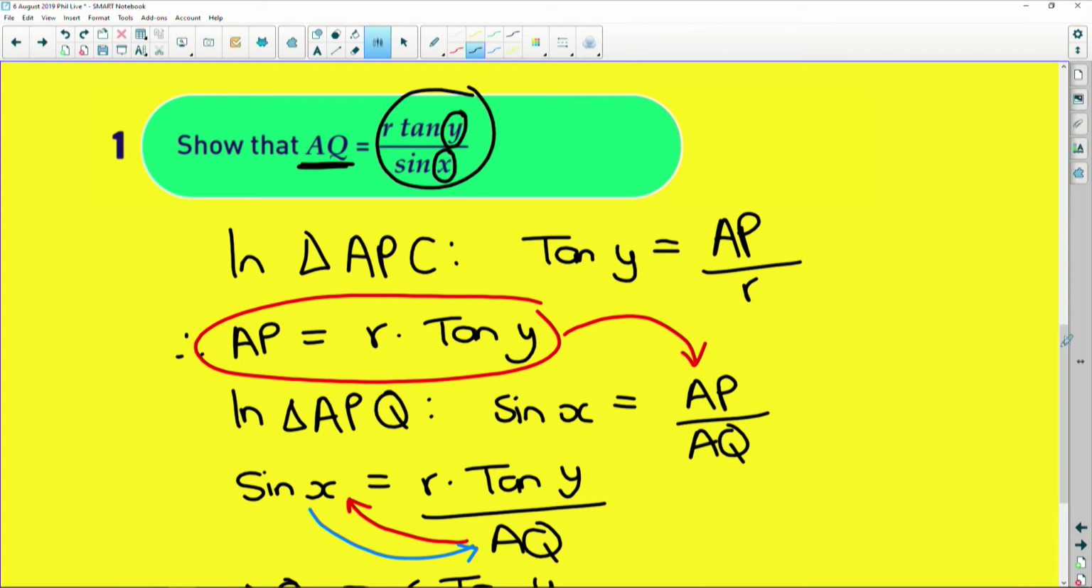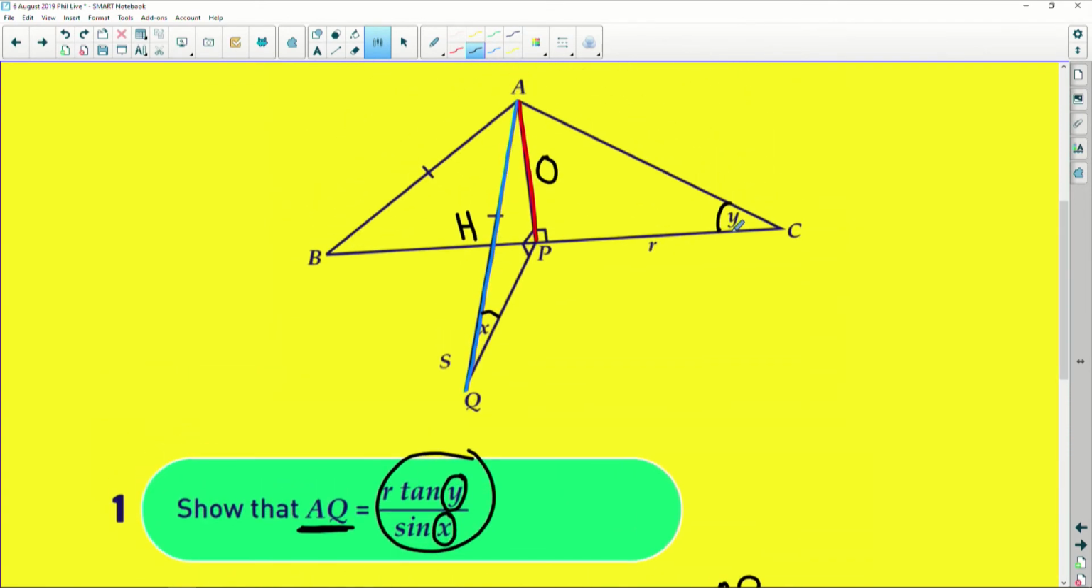Okay, easy peasy. Remember, if you have two different variables in two different triangles, find the side that they have in common and work with that.